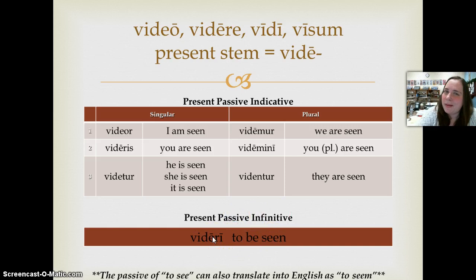Now, here's the important thing about video in the passive. Video in the active means to see. In the passive, it can mean to be seen, or, as you can see from my note at the bottom, it can also translate as to seem. So videor can mean I am seen, or it can mean I seem. Okay, videtur can mean he is seen or he seems.